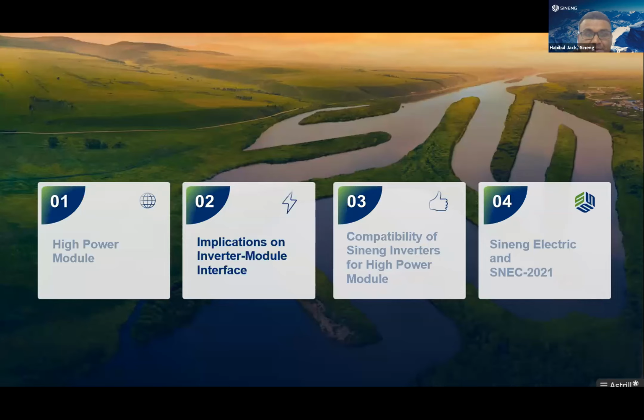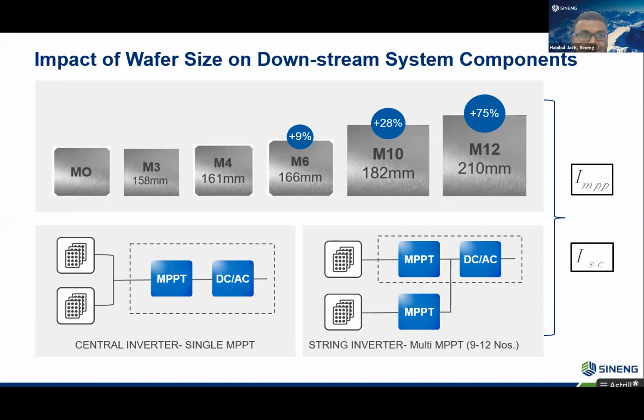Okay, now we will talk about the implication on the inverter and module interface. For a module or inverter, we usually look into two values. First one is IMPP and second one is ISC. As the current of the wafer is increased 9% with the 166 millimeter, 28% with 182 millimeter, and 75% with 210 millimeter wafer, existing inverter solutions will face some problems, and that is the limit of short circuit current and MPPT current or operating current of the inverter.